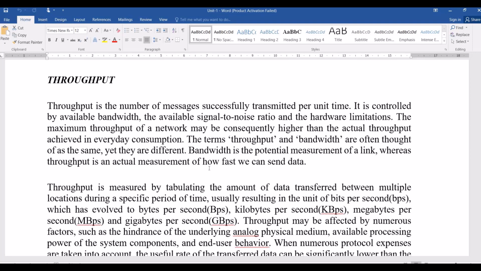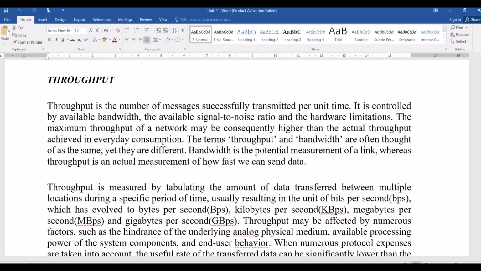The terms throughput and bandwidth are often treated as the same, yet they are different. Bandwidth is the potential measurement of a link. However, throughput is the actual measurement of how fast we can send. Bandwidth is the potential measurement of the link. What is the capacity of your link? What is the capacity of your router? What is the capacity of your switches? All these things come under bandwidth. Whereas throughput is the actual measurement of how fast we can send the data.